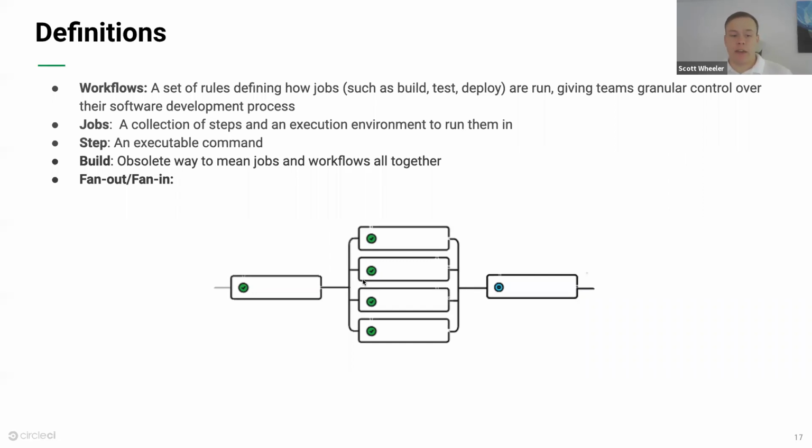Fan out and fan in speaks to parallelism. In the example on the screen, the box on the left would represent the build of your application. The boxes in the center would represent testing your application in 4 different containers. And then on the right, the box would represent deploying your application.